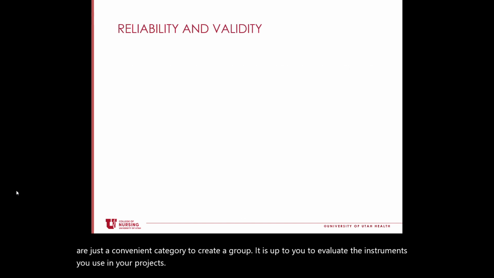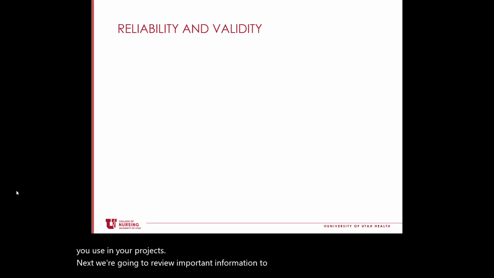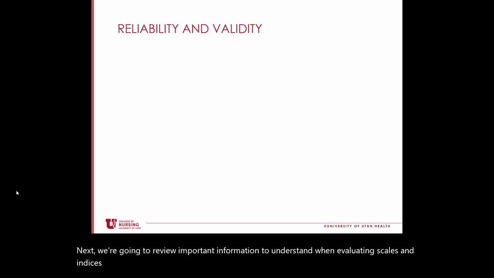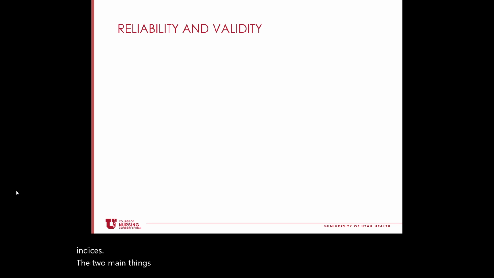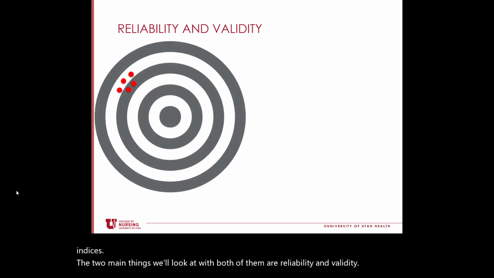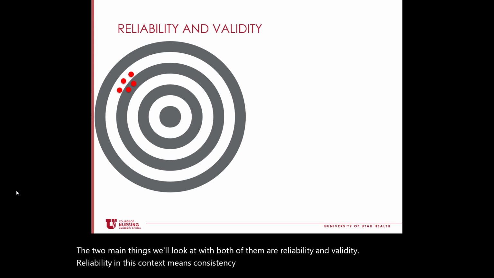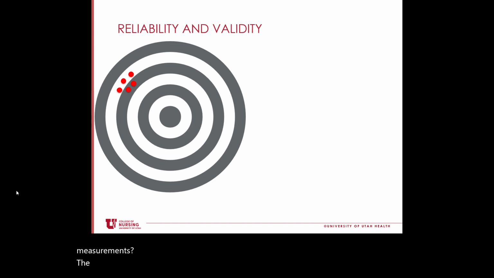Next, we're going to review important information to understand when evaluating scales and indices. The two main things we'll look at with both of them are reliability and validity. Reliability in this context means consistency. Are you getting consistent results with your measurements? The target on the left demonstrates consistency. It doesn't always necessarily mean you're hitting the mark, though.